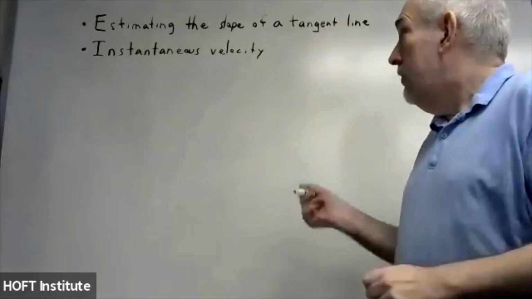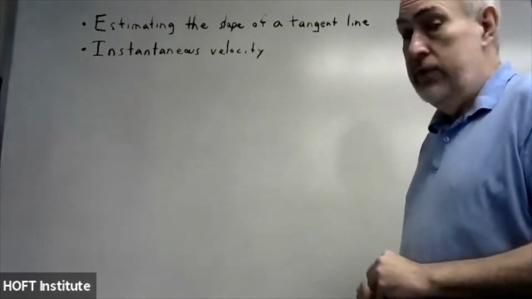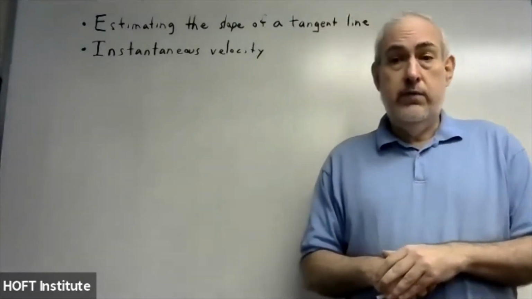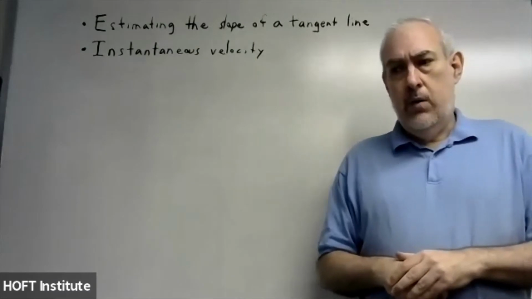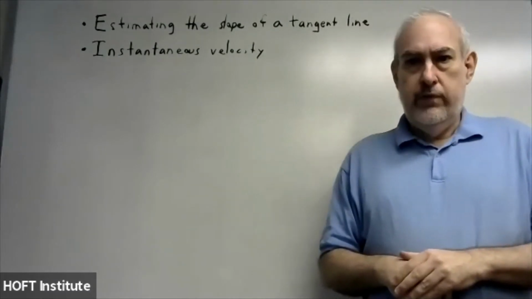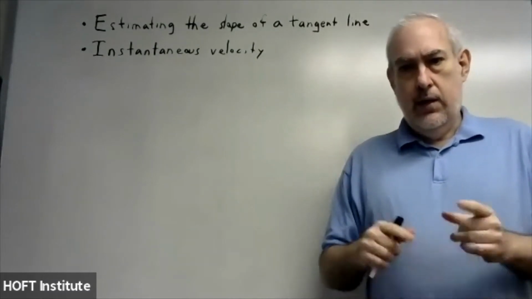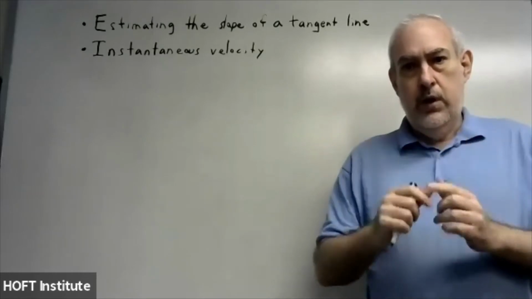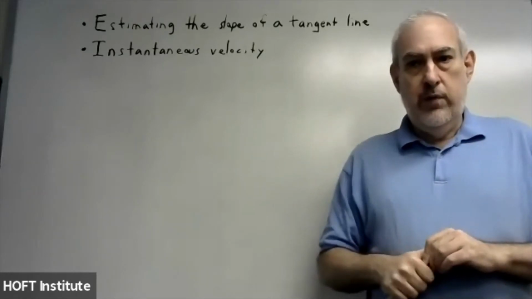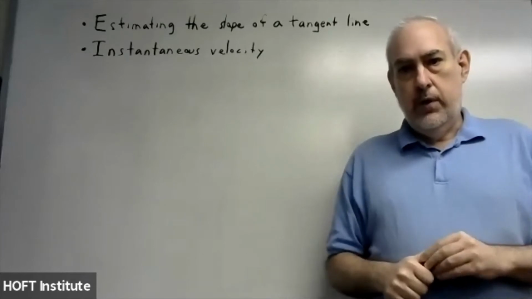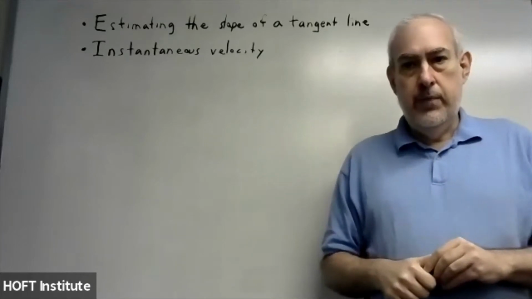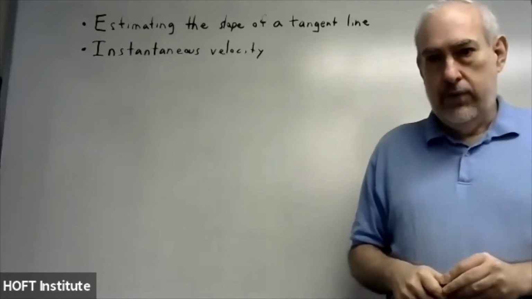Anyway, so first, estimating the slope of a tangent line. We've already talked about this in our last video a little bit, about how we can use the slope of a secant line and get our two points closer and closer together to try to estimate the slope of a tangent line. So I'm going to go through a problem and show you how that's done.